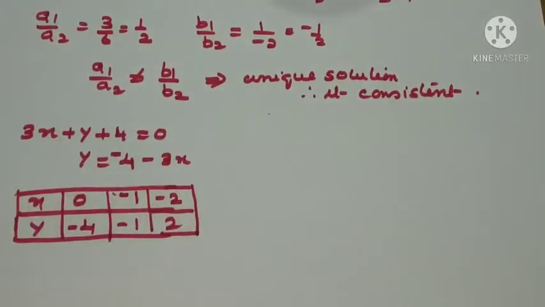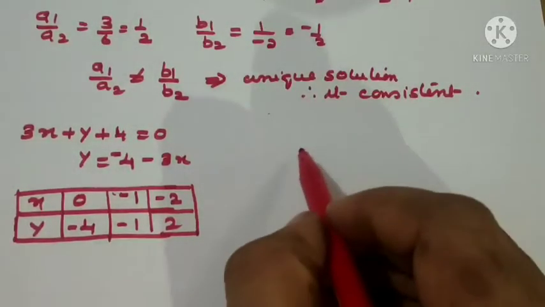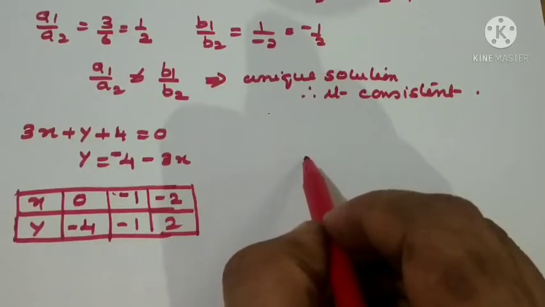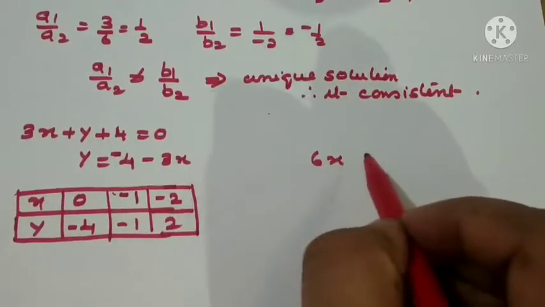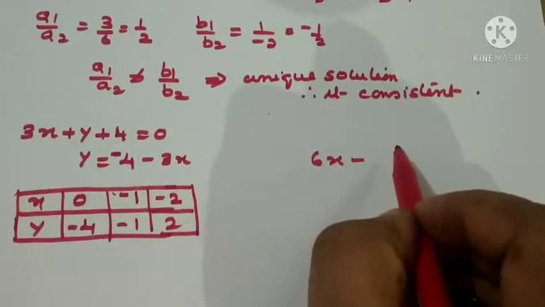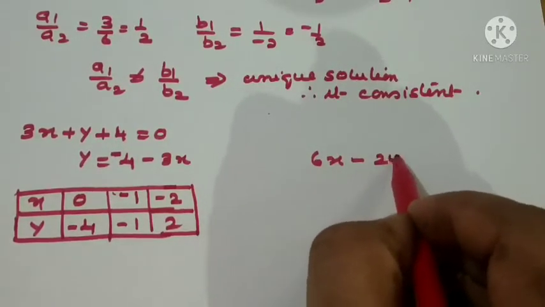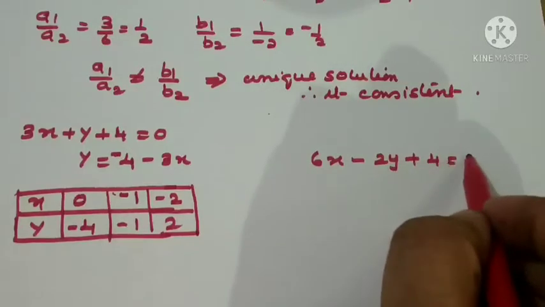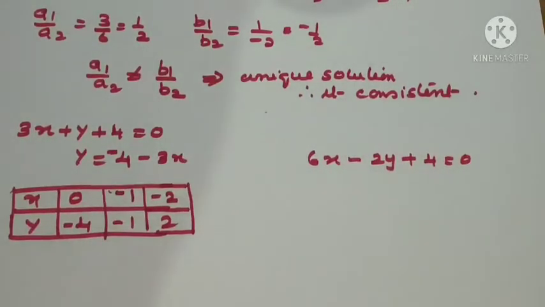Second equation: 6x minus 2y plus 4 equal to 0. What is y now?